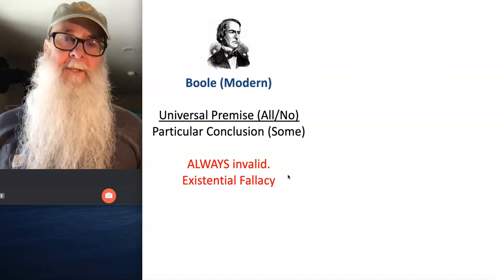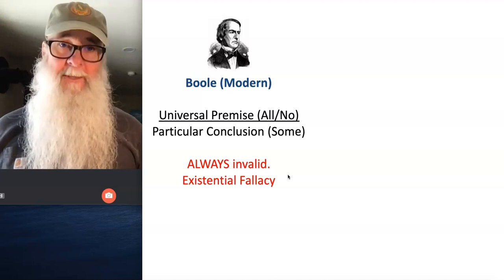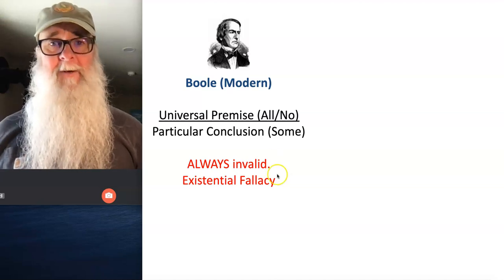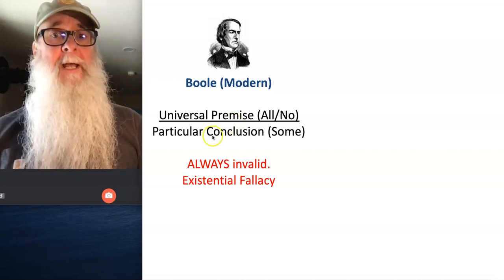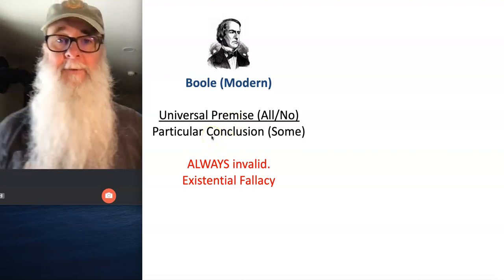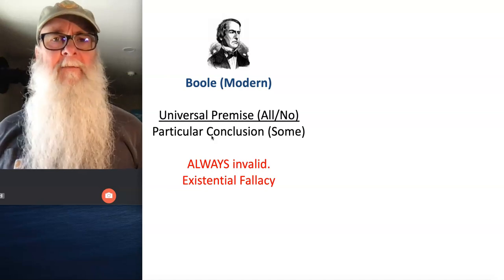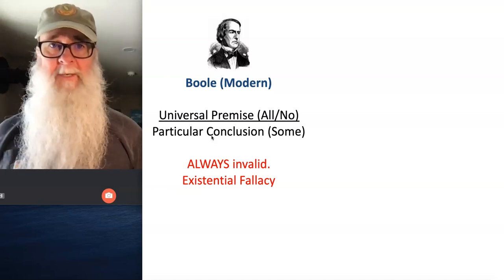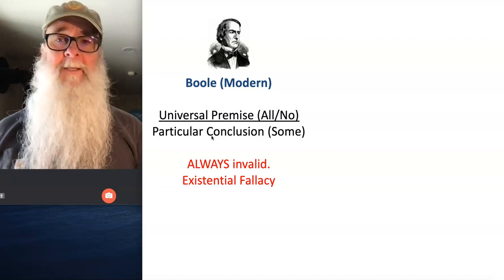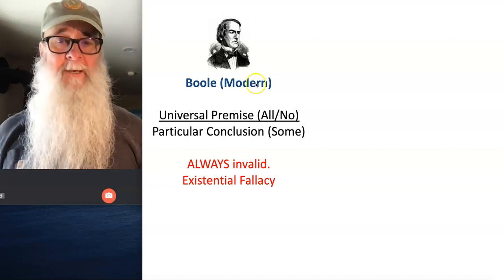What we established is that when we're operating from the Boolean standpoint and encounter an argument that has this form, a universal premise offered as true and a particular conclusion offered as true, that argument is always invalid from the Boolean standpoint. It commits the existential fallacy. It doesn't matter what the argument is about, that form of argument is never acceptable from the Boolean standpoint.